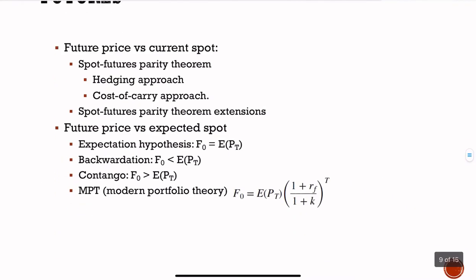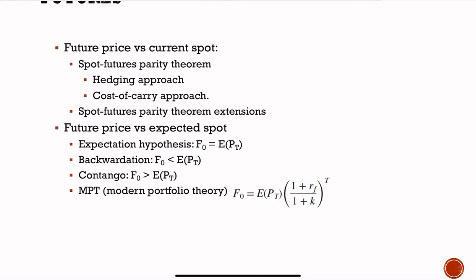And then we talk about several theorems. The first one is a theorem which tells you how future price and current spot price are related, right? This is the so-called spot futures parity theorem. And to understand this theorem, we actually have two methods. The first is the hedging method. That is, you will build a hedging portfolio, and using this hedging portfolio, you can show that the spot futures parity theorem actually holds.